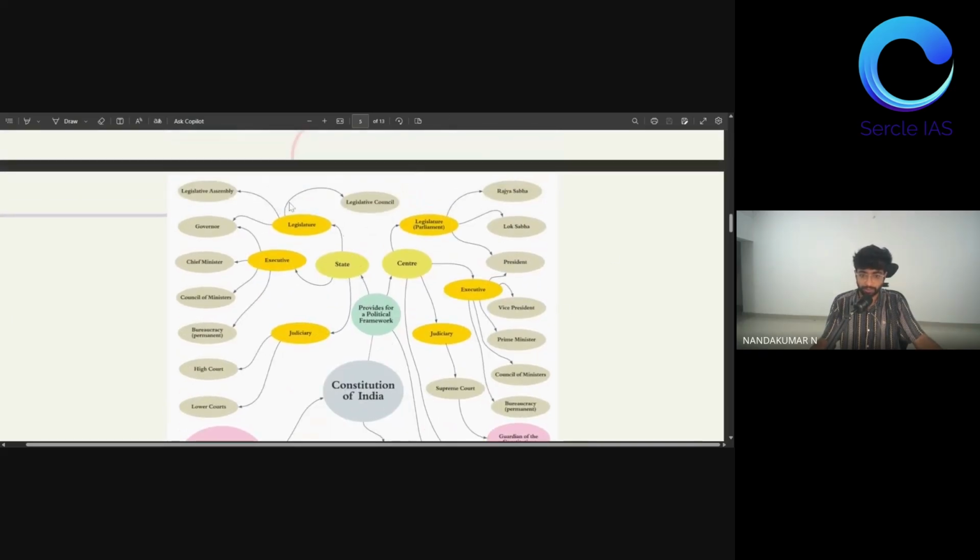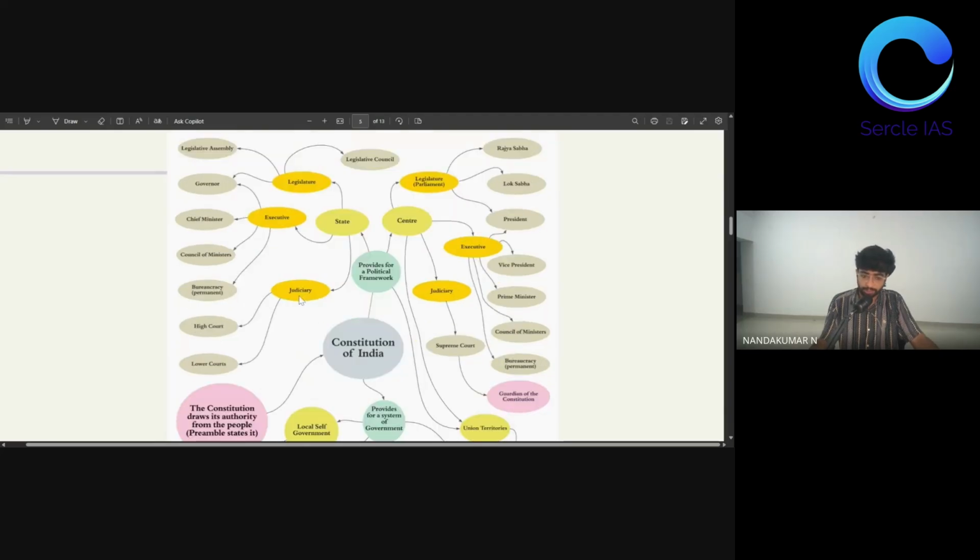Now, let's go to the state side. There also, we can see a legislature, executive, and judiciary. There is the legislative council as the upper house. In some states, we have a legislative council. And in all states, we have legislative assemblies. And the governor is both part of the executive as well as the legislature. There is the chief minister and council of ministers. And again, bureaucracy as the permanent executive. In the judiciary side, we have high courts and lower courts. But all this is an integrated judiciary. Right. The Supreme Court is above all the courts in India.